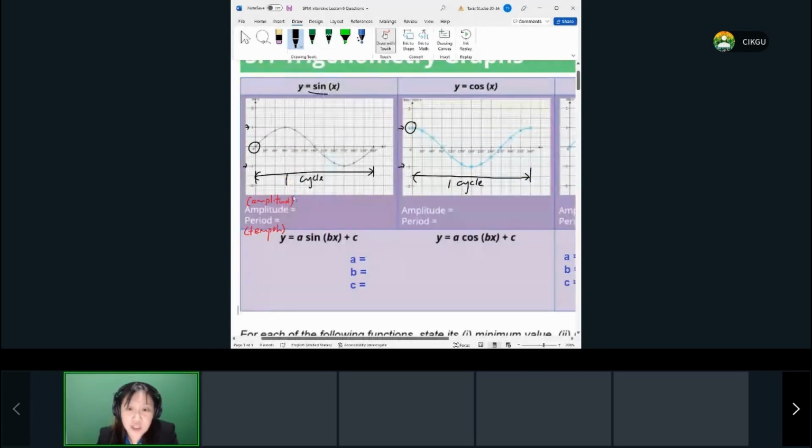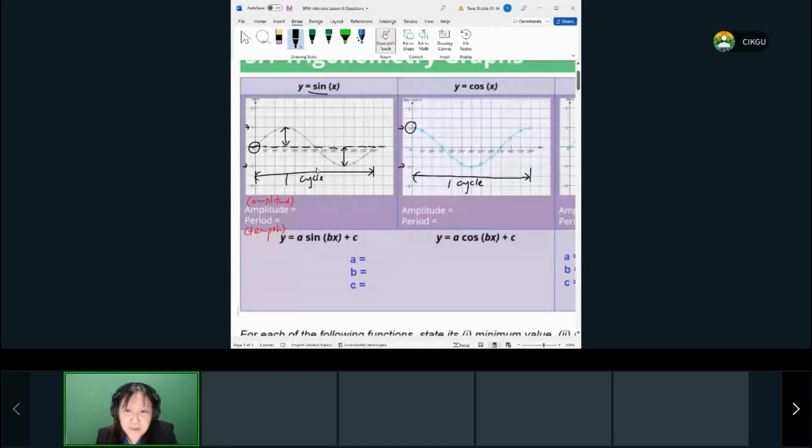Amplitude is very easy. Let's do it one by one, and look at the sine graph first. The middle y value of the sine graph is at y equals 0. So amplitude must be calculated from the middle y value all the way to either the max or the minimum value.